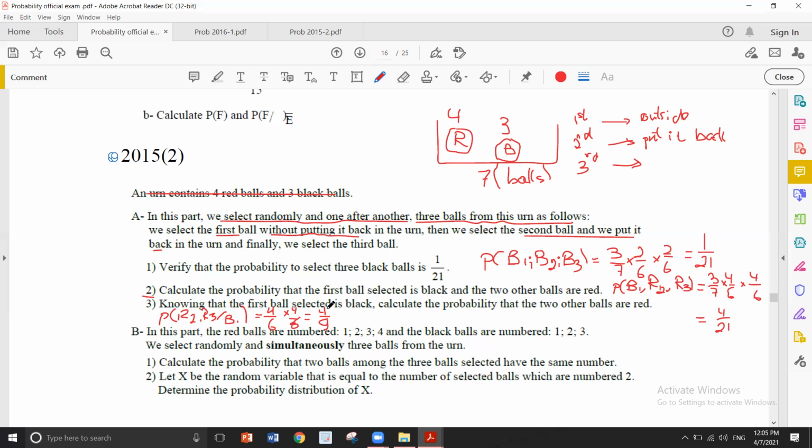Knowing that the first ball is black, we take the black ball and keep it outside the box. What is the chance that the second and the third are red? If we take a black ball, 6 remain. So for the second ball to be red is 4/6. We replace it back, times 4/6. We get 4/9.